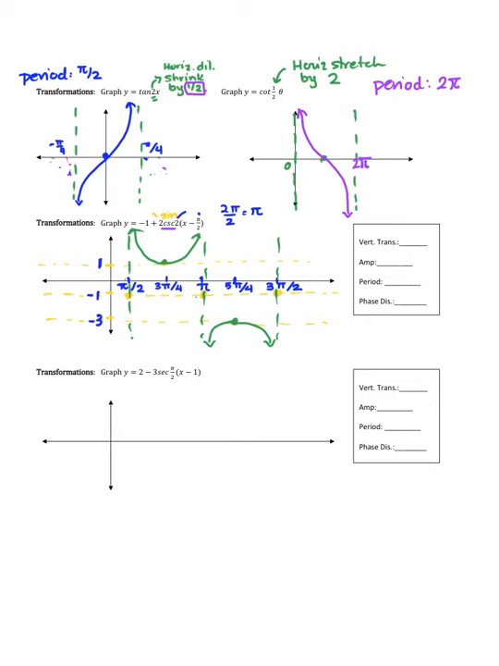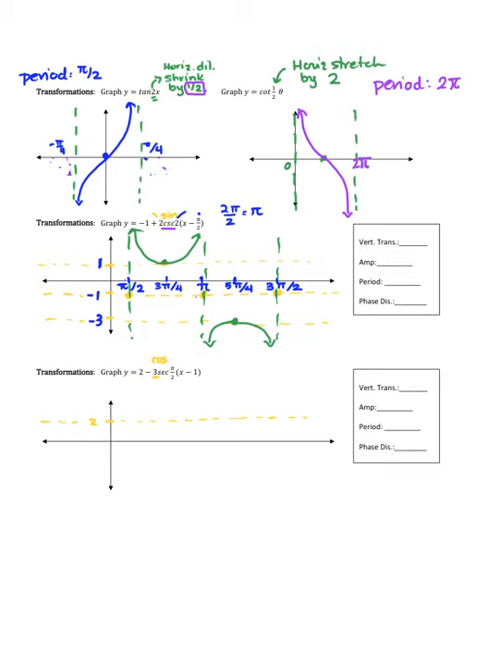So now let's do the same thing for secant. Remember, secant is the reciprocal of cosine. So now let's see what we got going on here. I have a new sinusoidal at 2. So this is going to be my new sinusoidal axis. I have an amplitude of 3 that is reflected.